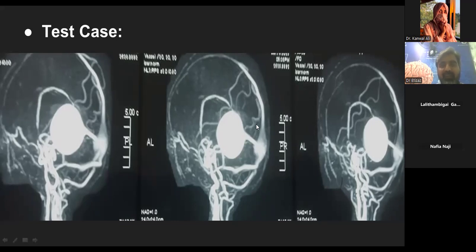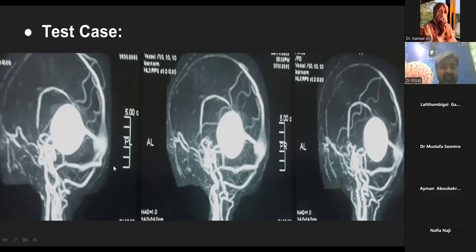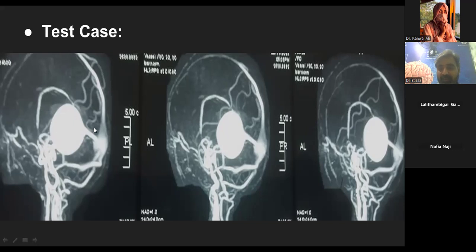Excellent. It's a vein of Galen malformation. So this is a venogram. You are right, someone says that it is the venous angiography. So this is the vein of Galen malformation.